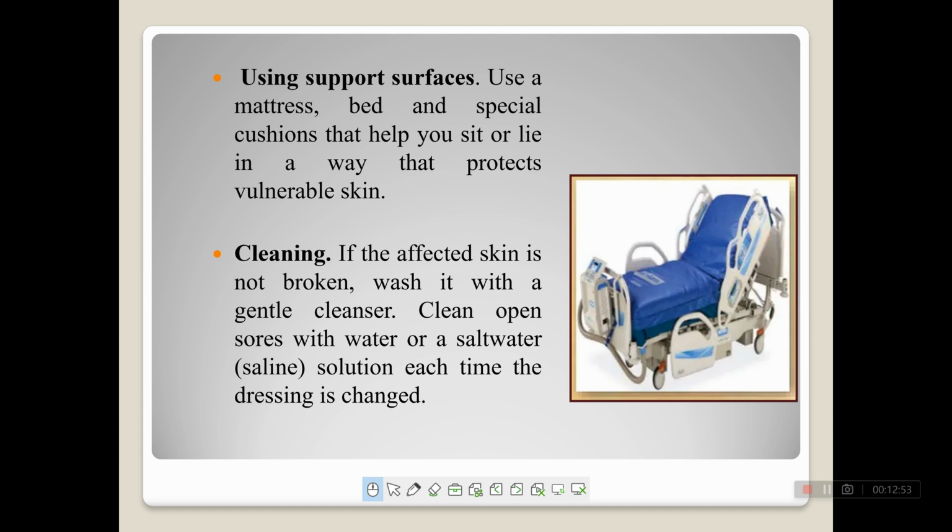Then we have using a support surface, like a mattress, bed and special cushions, which are used to prevent the bed sore. After that, we have cleaning. If the affected skin is not broken, then we wash it with a gentle cleanser, and sometimes we use normal saline water, and after cleaning it, we definitely ensure that the dressing is changed every day. These are the most important steps to prevent the bed sore from infection.